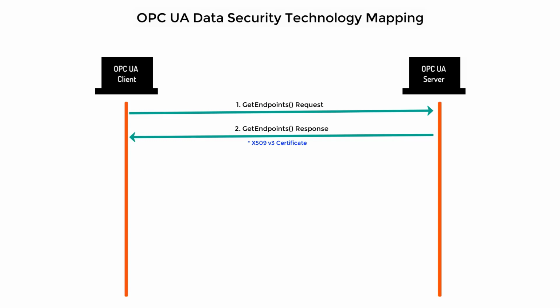The client would then choose the endpoint it needs and then proceed by selecting a security mode, which could be none, sign only, or sign and encrypt. Next, the client needs to check the validity of the certificate provided by the OPC UA server before it can use the public key that is contained in the certificate to encrypt messages that follow.